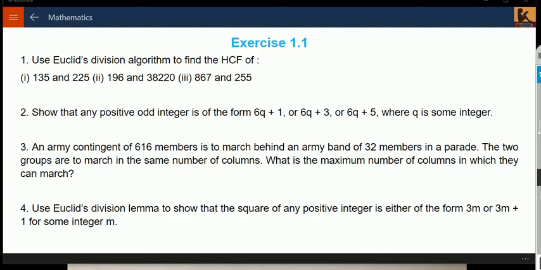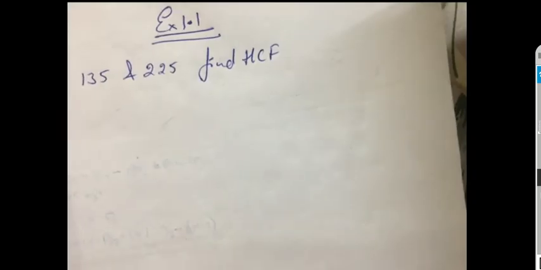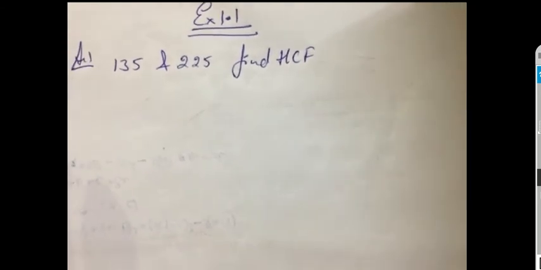Now let's go through some questions of exercise 1.1. The first question is, use Euclid division algorithm and find the HCF of 135 and 225. We have to find the HCF. So how will we start this? Let's see. We have to find the HCF of 135 and 225.